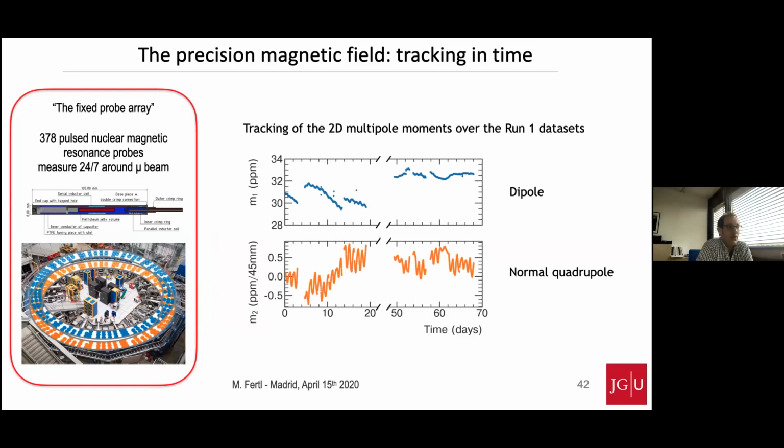You can see the whole data set spread in total over 70 days, but there is a large gap break in between. And you can see, in particular in the normal quadrupole, that there's also diurnal modulation in the data that was just there because the temperature of the magnet was not yet as stable as we anticipated it to be.